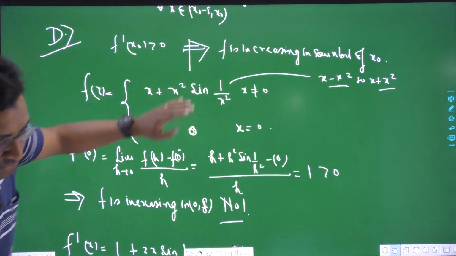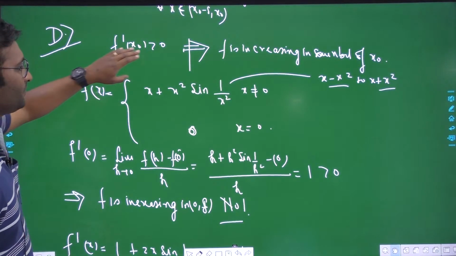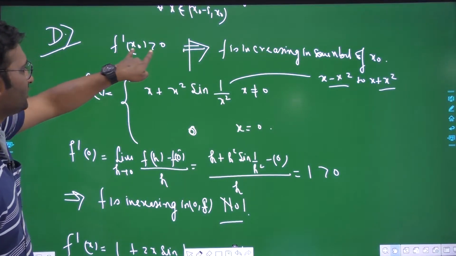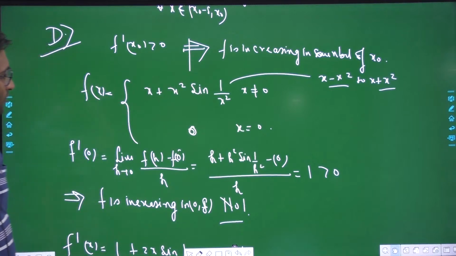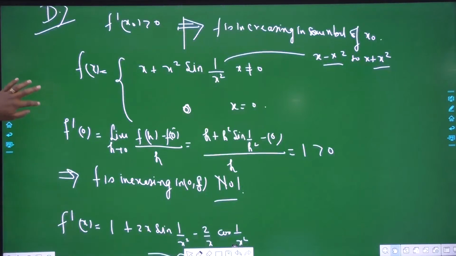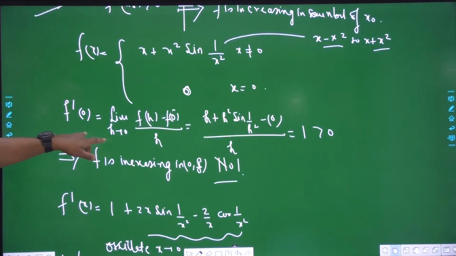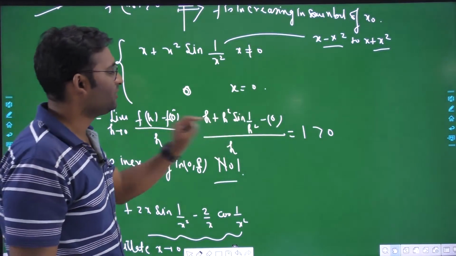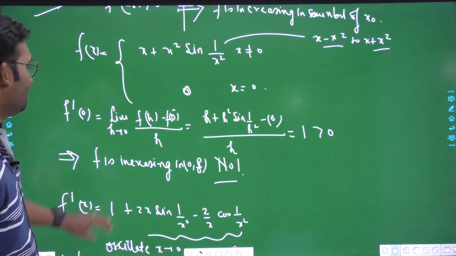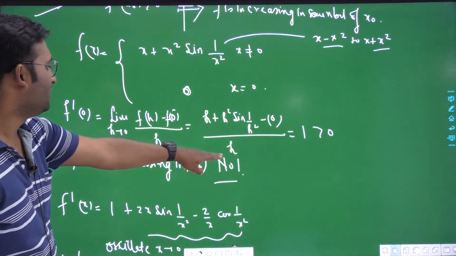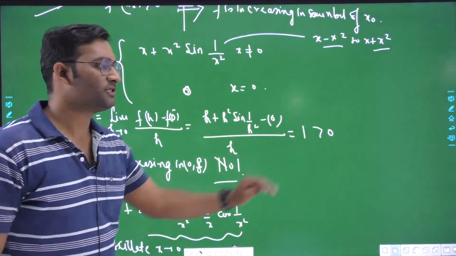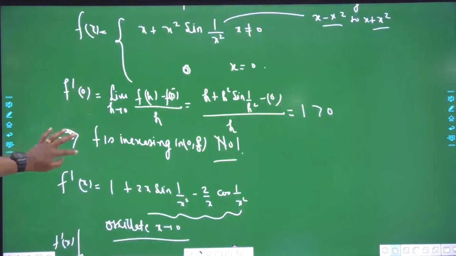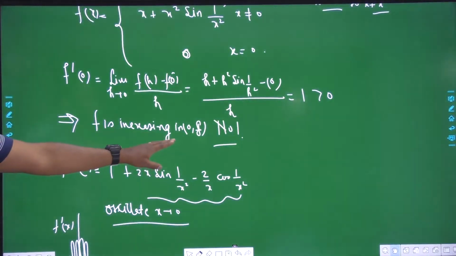Again, let me do this for you. See, if f dash x naught is greater than 0, let me take the example x plus x square sine of 1 over x square. So if I find f dash 0, what will I get? I'll get x plus x square sine of 1 over x square, and if I take this divided by x, I simply get 1. So f dash 0 is equal to 1, and certainly it is positive. But in the neighborhood of 0, is the function increasing? True or false? The answer is not true.